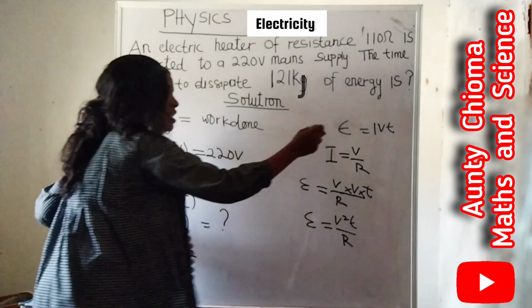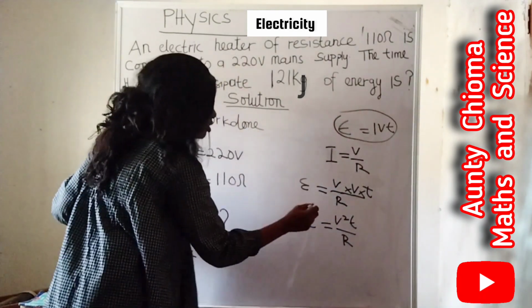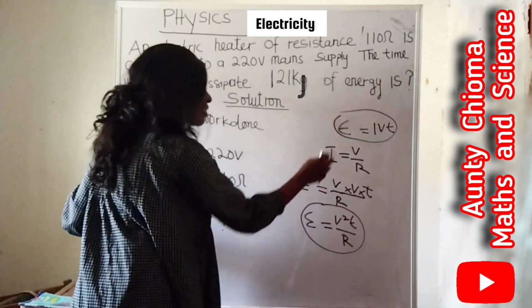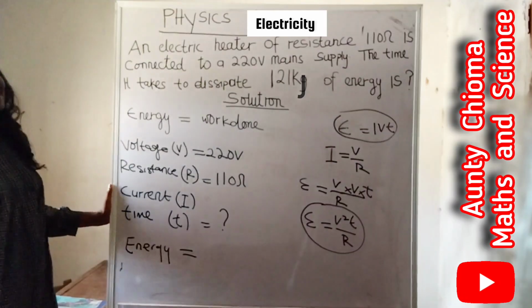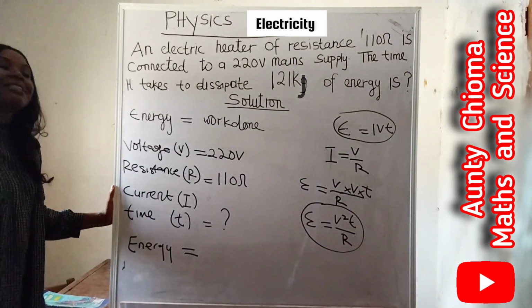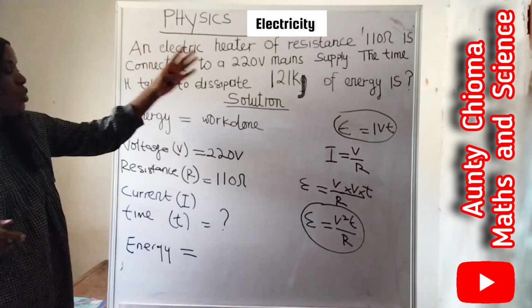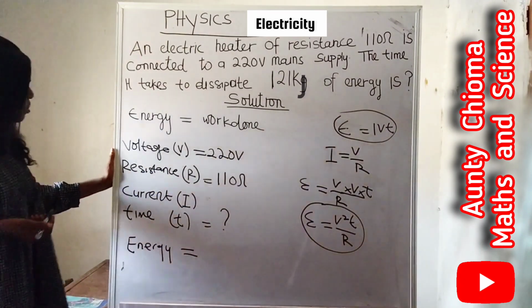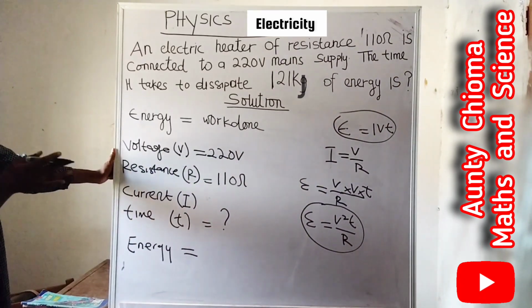This is a formula for energy. And this is another formula for energy derived from this. Now, as I said earlier, you have different formulas depending on the data, the parameters given to you in the problem. Now, look at the parameters, data given to us in the problem.